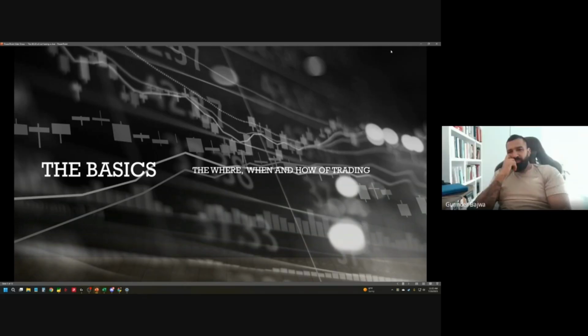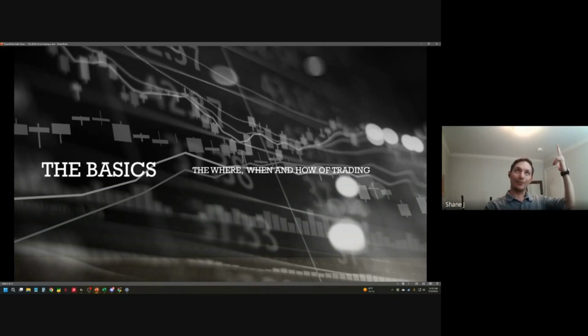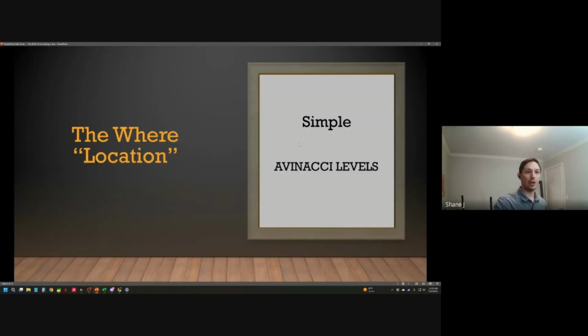Purple lines. I see purple lines. I see Fibonacci levels. And sure enough, boom, simple enough, Fibonacci levels. The location. Where are we going to take these trades?